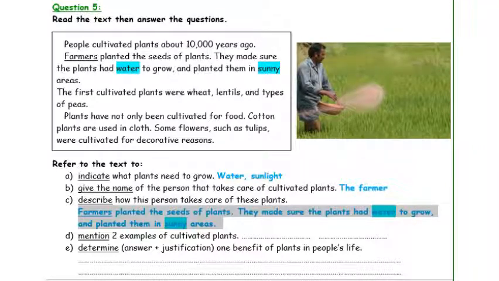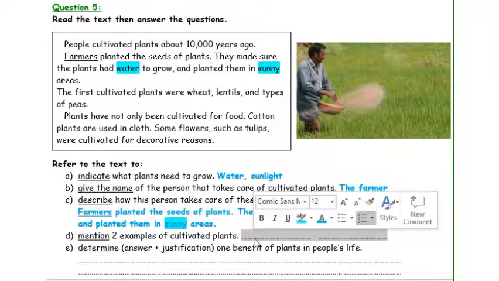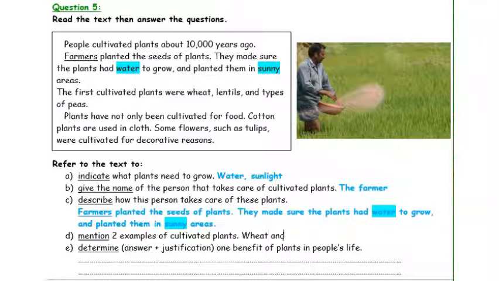What are two examples of cultivated plants? Get them from the text. Did you say wheat? Excellent. Lentils? Perfect. Peas? Cotton? Some flowers such as tulips? That's right. So let's choose two. Any two will be good. All right. Wheat and tulips.